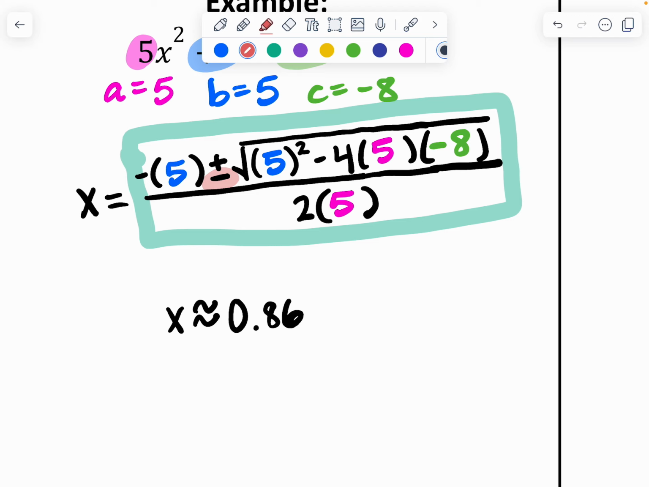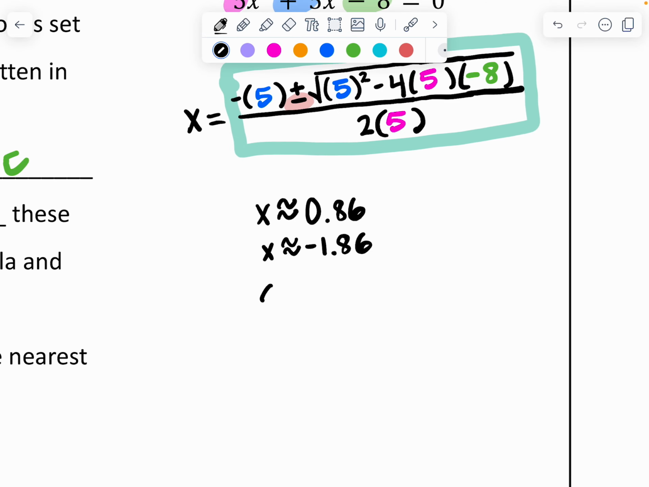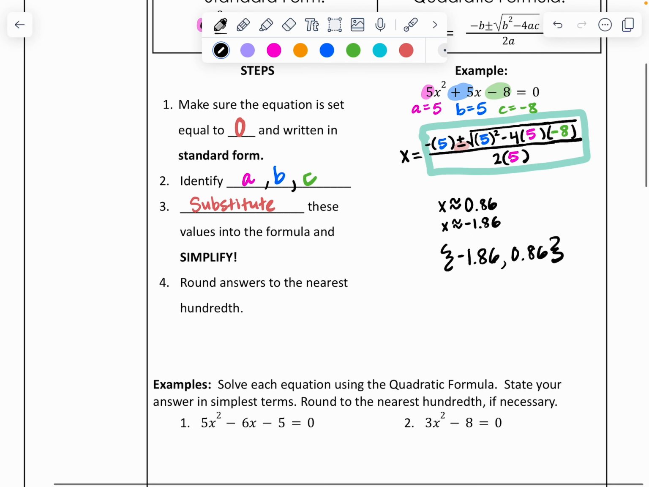Okay, so when you put that in, you'll end up with, if we round to the nearest hundredth, x ≈ negative 1.86. So those are our solutions, negative 1.86 and 0.86, and we've solved that equation using the quadratic formula.